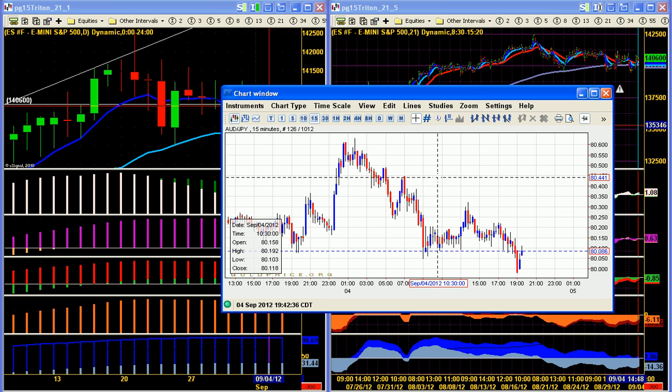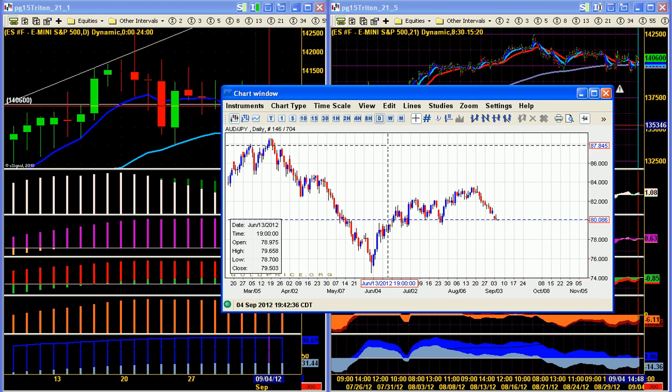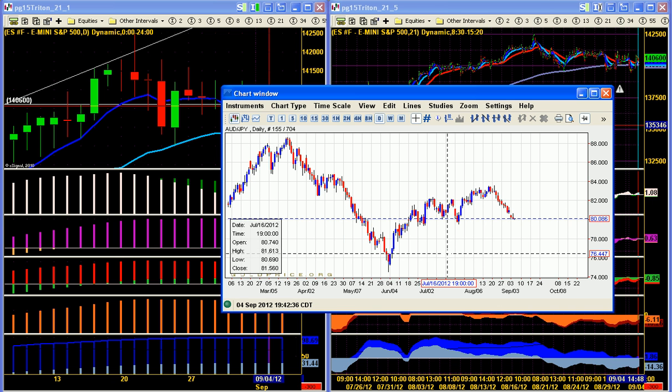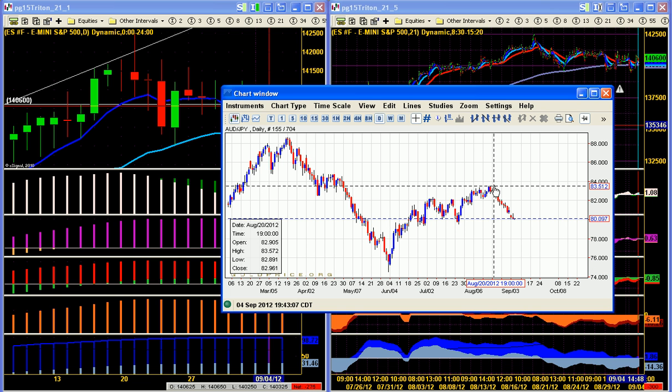Now this is a 15-minute chart, but let's look at the daily here. So this is divergence going on because after the high tick here on March 19th, 2012, and the low tick on June 3rd, 2012, 50% retracement happened right about the high of the Dow on August 20th. So it's been 10 days and the Aussie yen cross has been going down.